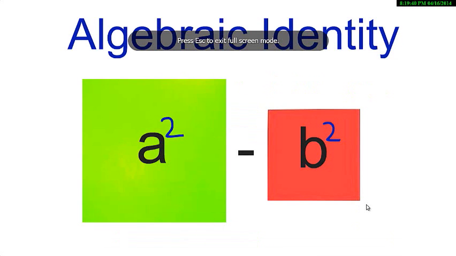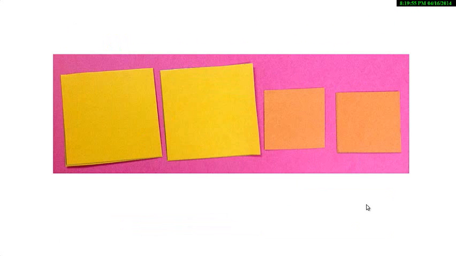Welcome to Math Lab. Today, you're on your journey to discover a pattern and hence a rule for the algebraic identity a square minus b square. Today, you're provided with two sets of different squares. Each set has two numbers of a large square and two numbers of a smaller square.